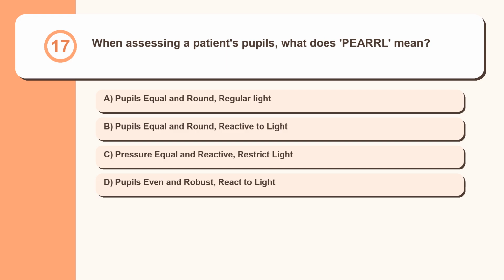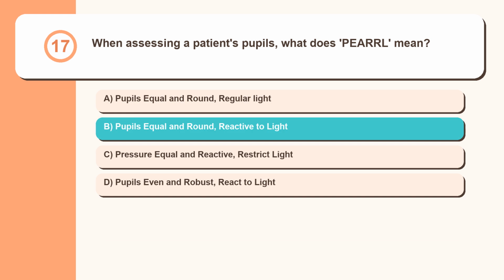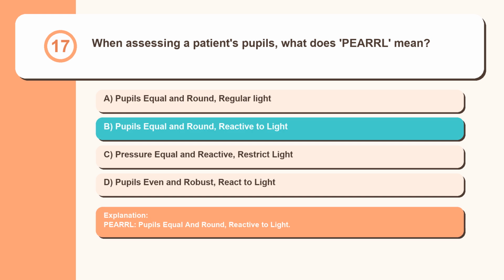Question 17. When assessing a patient's pupils, what does PERL mean? Pupils equal and round, regular light. Pupils equal and round, reactive to light. Pressure equal and reactive, restrict light. Pupils even and robust, react to light. PERL: pupils equal and round, reactive to light.